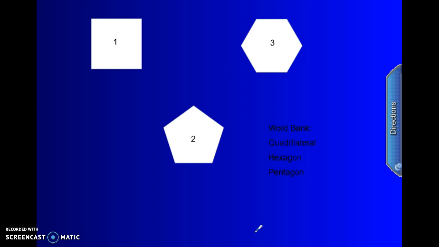Okay, now that I have everybody's eyes on me, we're going to go over the answers real quick. So if you'll put your sticky notes in the center of the desk. Number 1, if everybody will say the answer. So yes, we have quadrilateral. Number 2, yes, it has 5 sides, so it is a pentagon. And number 3, how many sides does it have? Yeah, it has 6 sides, so it is a hexagon.